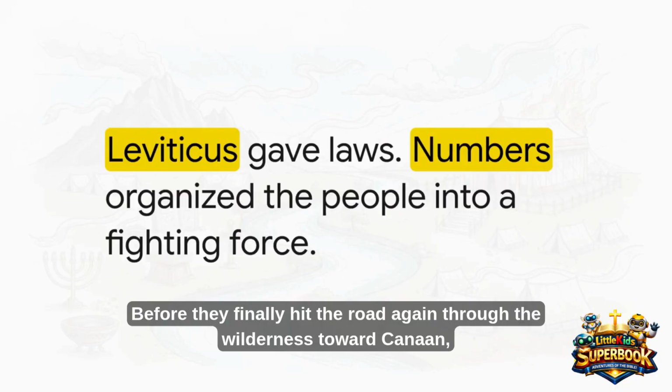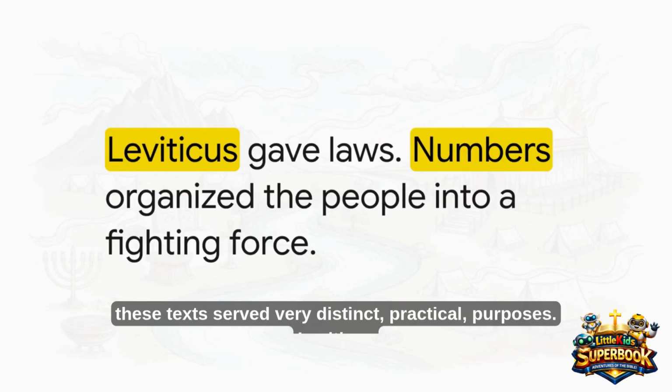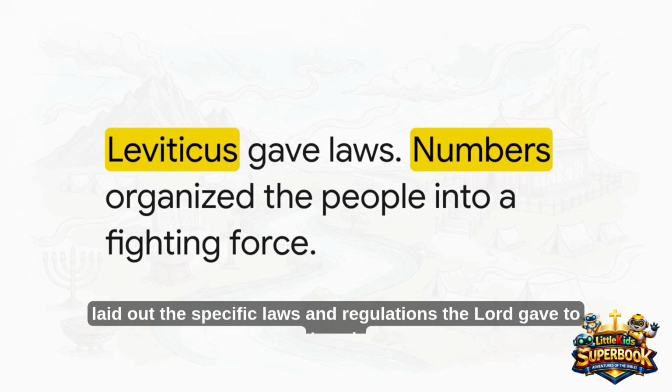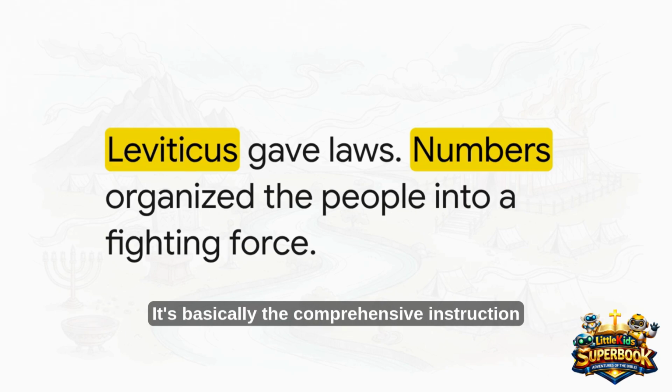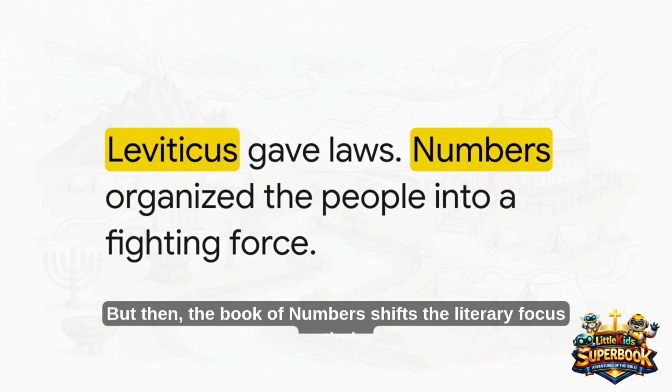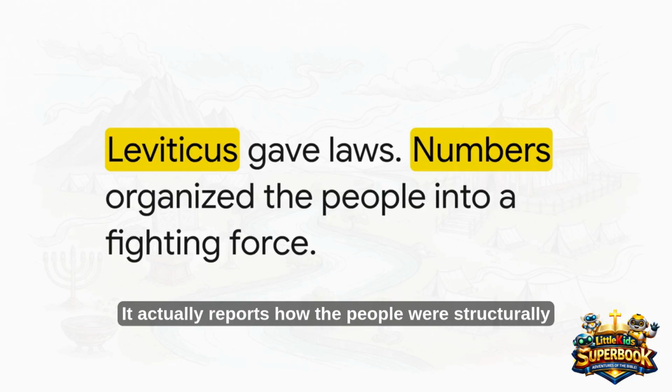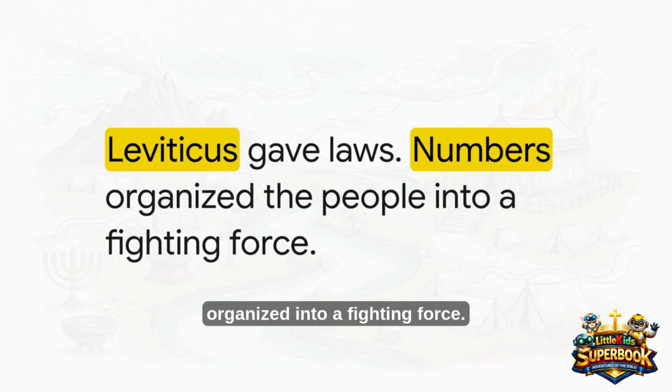Before they finally hit the road again through the wilderness toward Canaan, these texts served very distinct practical purposes. Leviticus laid out the specific laws and regulations the Lord gave to Israel. It's basically the comprehensive instruction manual for their new societal and religious life. But then, the book of Numbers shifts the literary focus entirely. It actually reports how the people were structurally organized into a fighting force. This is a huge transition in the story.